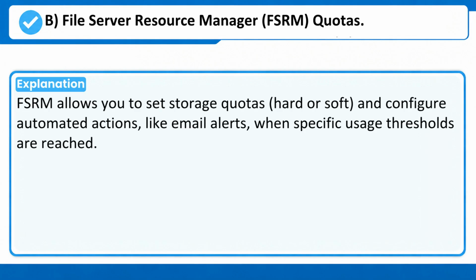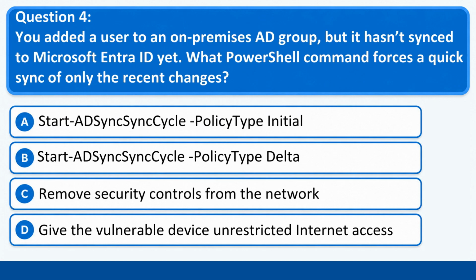Correct answer, B. File Server Resource Manager, FSRM quotas. Explanation: FSRM allows you to set storage quotas, hard or soft, and configure automated actions like email alerts when specific usage thresholds are reached.